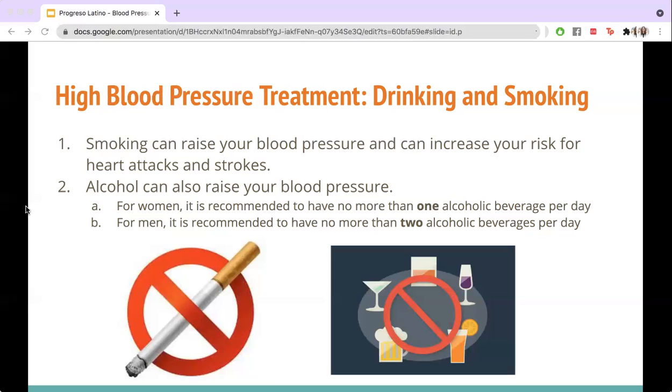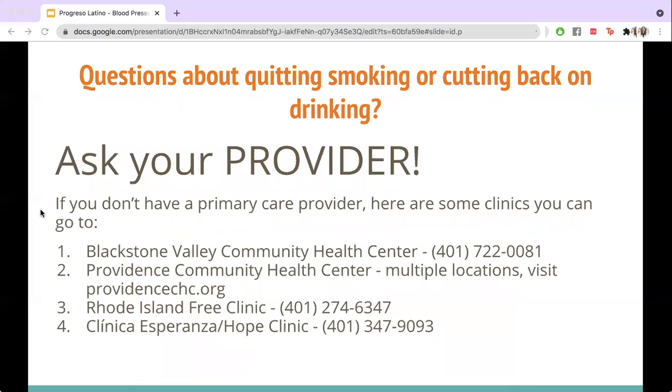Alcohol can also raise your blood pressure, so limiting drinking is another way to control high blood pressure. For women, it's recommended to have no more than 1 alcoholic beverage per day. And for men, it is recommended to have no more than 2 alcoholic beverages per day. If you have questions about quitting smoking or cutting back on drinking, ask your provider. And again, I've put a list of a few different community health centers that you can access if you don't have a primary care provider.